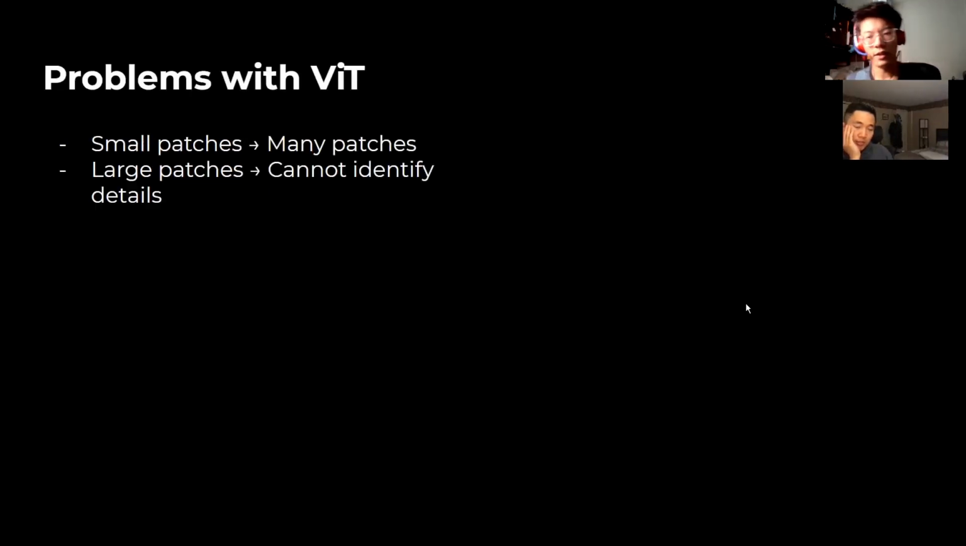Interesting. But isn't there a technique in CNNs where by increasing strides you can effectively make the receptive field larger? You can increase it, but it doesn't perform particularly well. Interesting. Yeah, so there are definitely problems with Vision Transformer.